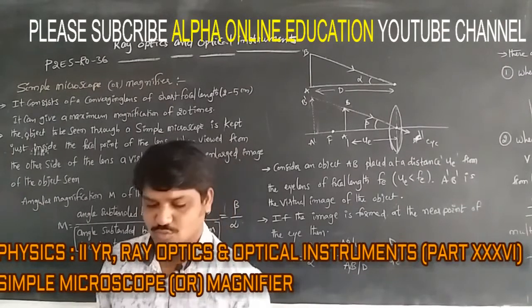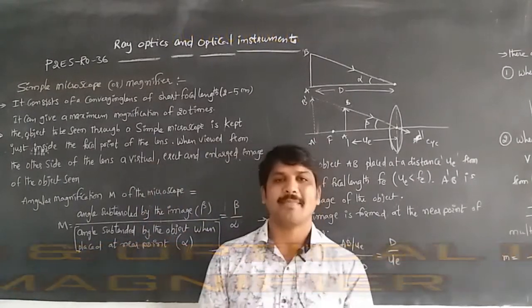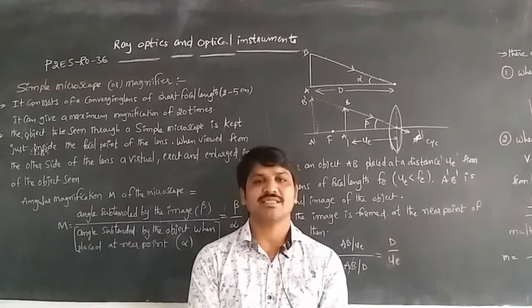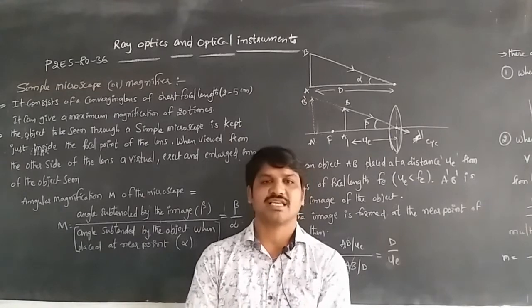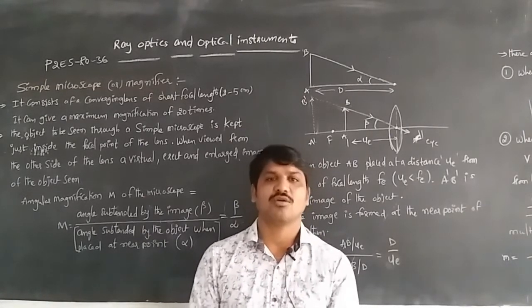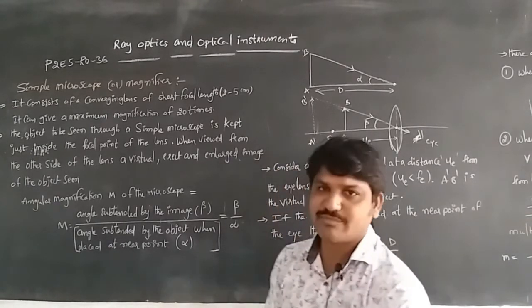Simple microscope, or a magnifier. By using a convex lens, a biconvex lens, teeny or small objects can be seen magnified, meaning larger in size. Using a magnifier or magnifying lens is called a simple microscope.